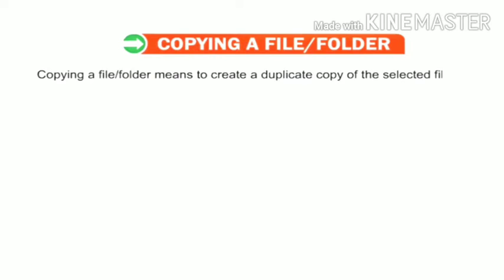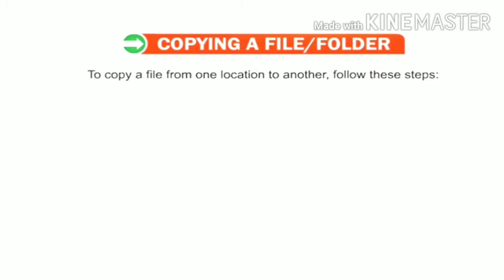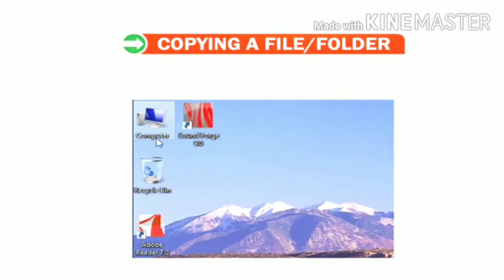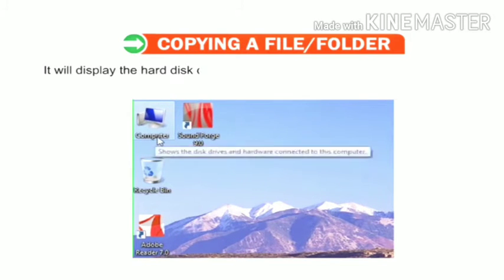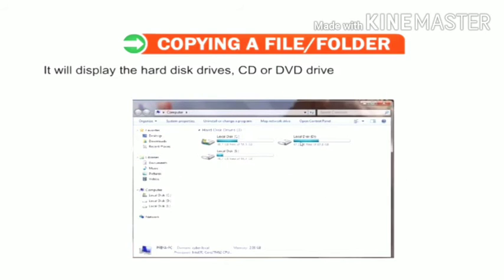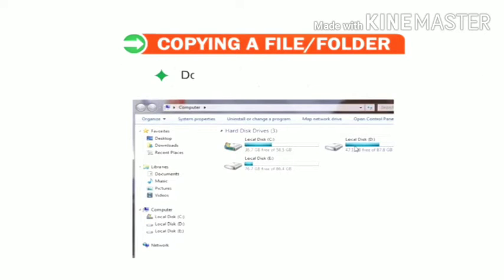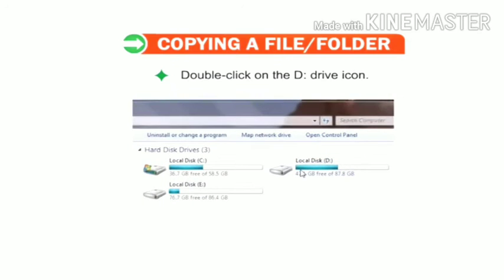Now let us find out how to copy a file or folder. Copying a file or folder means to create a duplicate copy of the selected file or folder. To copy a file from one location to another, follow these steps. Double-click on the Computer icon on the desktop. It will display the hard disk drives, CD or DVD drives, removable devices, and network locations that are connected to your computer. Double-click on the D drive icon.